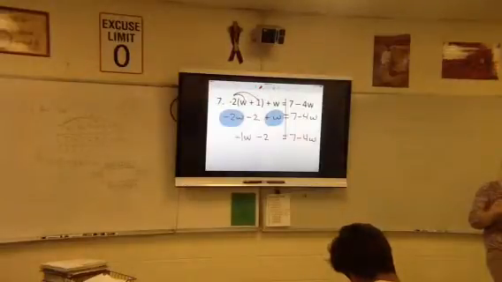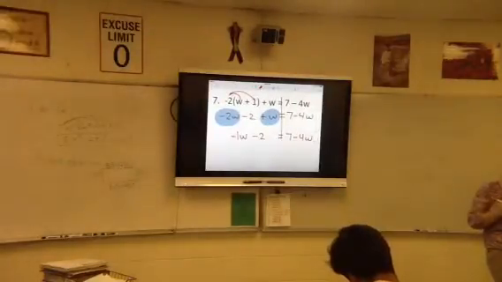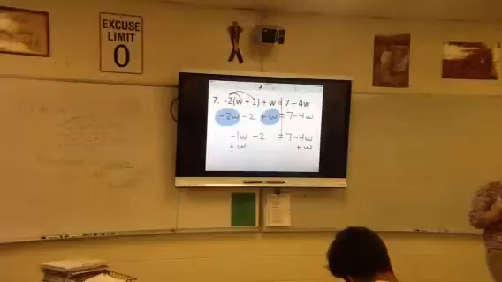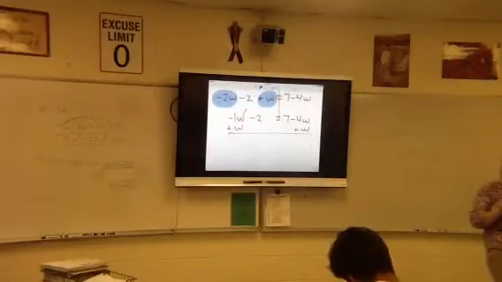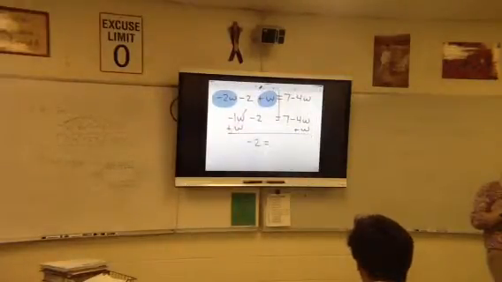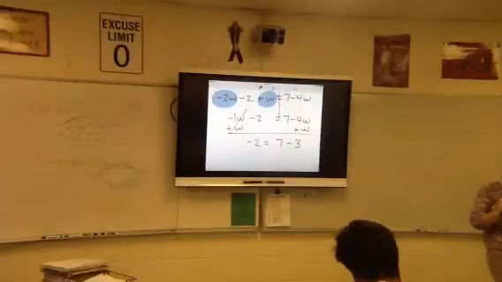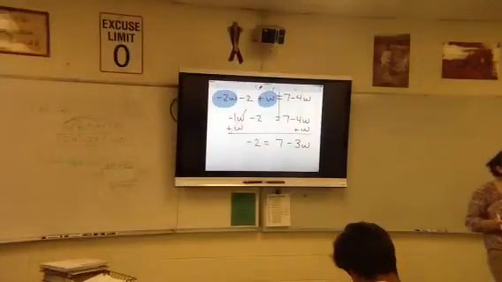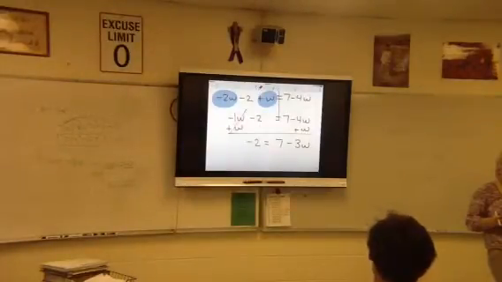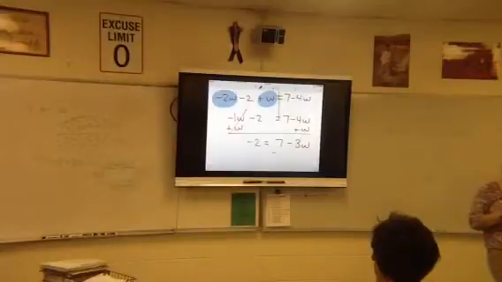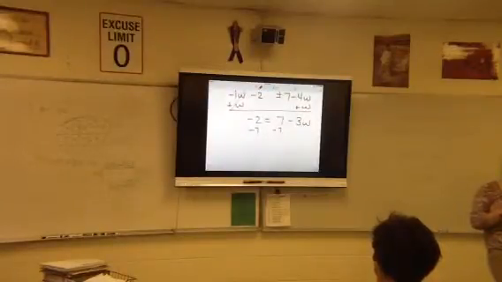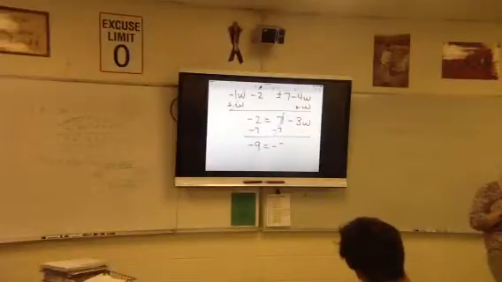Okay? So Emma, what would be another step here we could do? Add the negative w over to the 4w. Okay, good. So add w over. So those w's should cancel. And we get negative 2 equals 7 minus 3w. Okay? All right. Kevin, what would we do next here? Subtract 7. Good. Subtract 7 over. So the 7s will cancel. Negative 9 equals negative 3w.